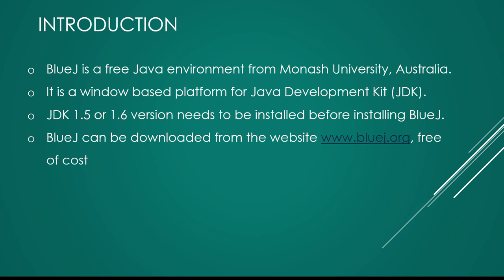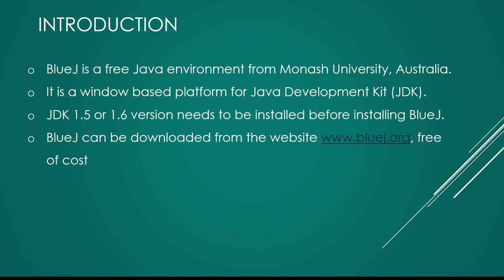Now when you go to the website, you won't find JDK separately. It comes under a bundled version. So when you install BlueJ, the latest version of JDK will also be included along with the installation files. So no need to worry about what version you are going to install. You will be installing the latest version, which is available along with BlueJ.